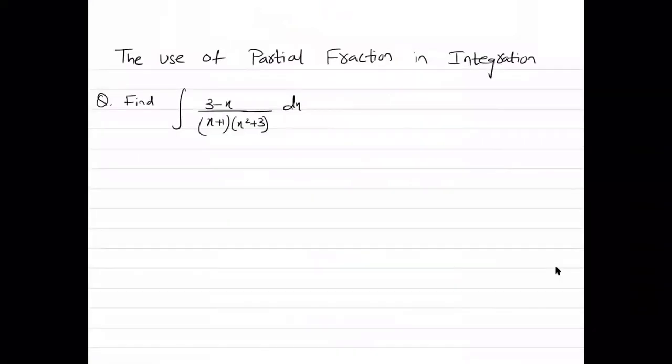So let's consider this example. Find the integration of 3 minus x upon x plus 1 times x squared plus 3. Now, the first thing you always notice is whether the fraction is an improper fraction or a proper fraction. How do we do that? By looking at the degree of the numerator and the denominator. The degree of the numerator is 1, whereas the degree of the denominator is 3 because x squared times x would have been 3. So the degree of the numerator is less than the degree of the denominator. It's a proper fraction. If it's a proper fraction, then we are going to see which form of the fraction it is. We have a linear and an irreducible quadratic.